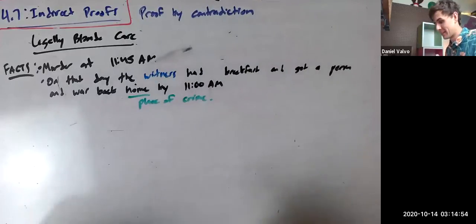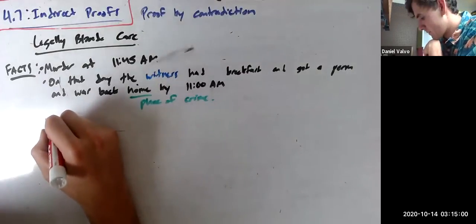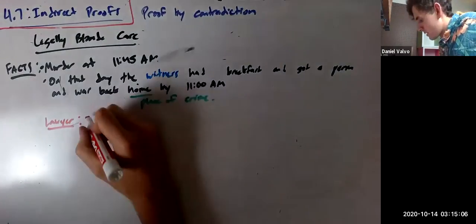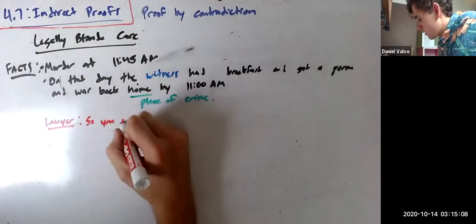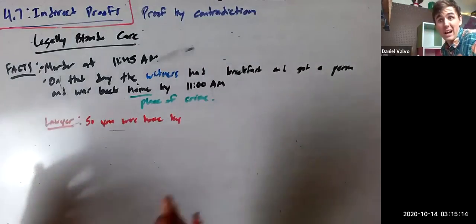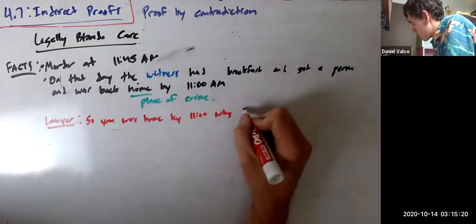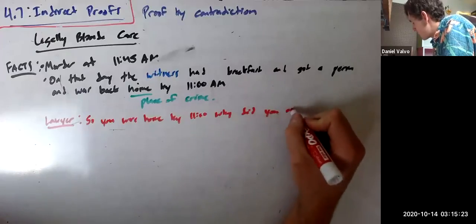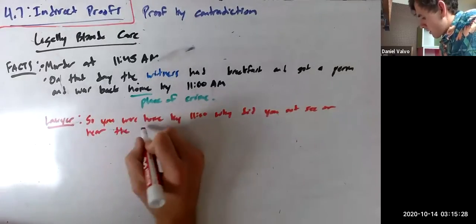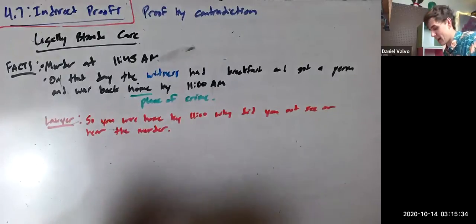All right. So here's how it goes. So start with the lawyer. The witness takes the stand. And the lawyer says, so you're home by 11. Why didn't you hear that? Why didn't you see the murder? Why did you not see or hear the murder?